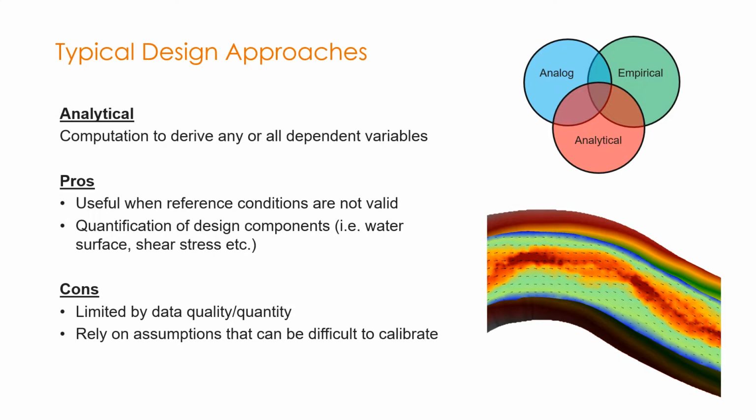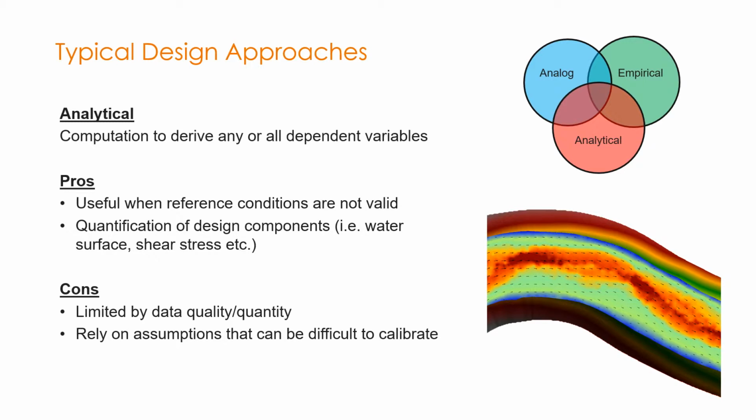The pros of this type of approach is that it's useful when your reference conditions are not necessarily valid. For instance, if you're working in an environment where you cannot find a good reference condition anywhere nearby, the analytical approach may be your most appropriate way to go. And your analytical approach could include a combination of a variety of different things, including sediment continuity and hydraulic modeling, hydrologic modeling, so on and so forth. It's also a useful tool in quantifying design components like water surface elevations and shear stress.